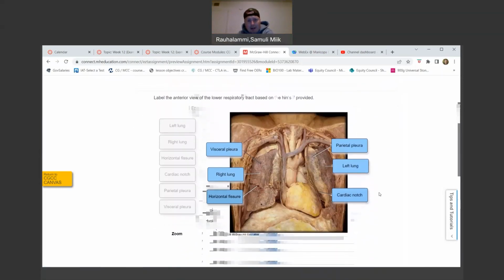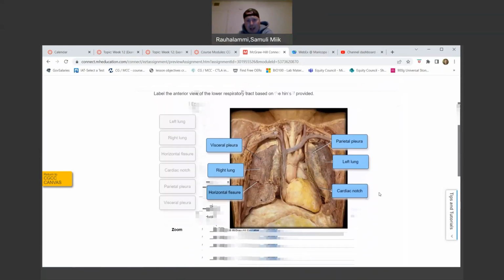Let's have a look at the anterior view of the respiratory tract. What we can see there, we are seeing the pleura that surrounds the lungs. We're seeing the right lung. We're seeing horizontal fissures separating the different lobes of the right lung.